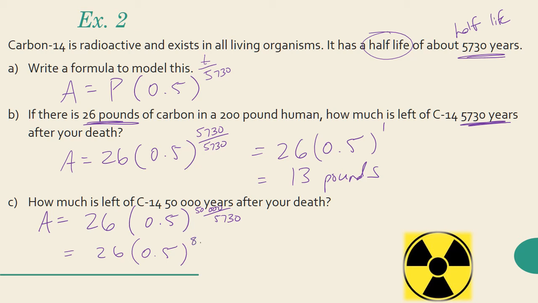So 8.726. And then enter that into your calculator. 26, 0.5 in brackets into the exponent 8.726. And what do we get? We get 0.06, I'll go one more decimal place, 1 pounds. So that means even 50,000 years after your death, there's still 0.061 pounds of carbon-14 left.